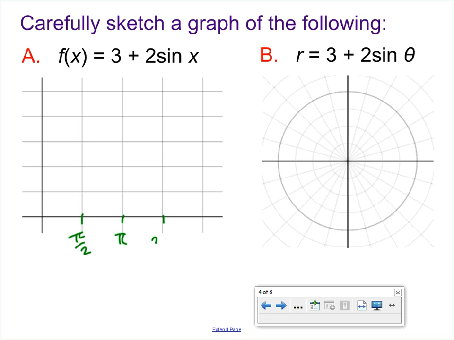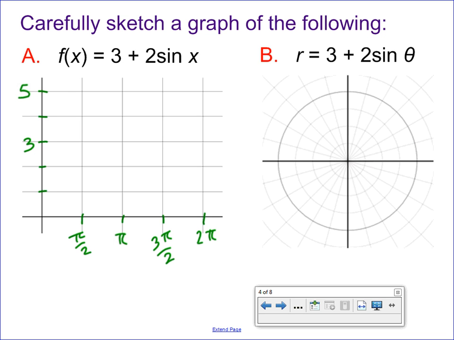Pi, 3 pi over 2, 2 pi. And if we went 1, 2, 3, 4, 5, it looks like our period of this trigonometric sine function is unchanged, so still 2 pi units to complete one full cycle, but we do have an amplitude of 2 and a center line of y equals 3. So let's go ahead and add that in.